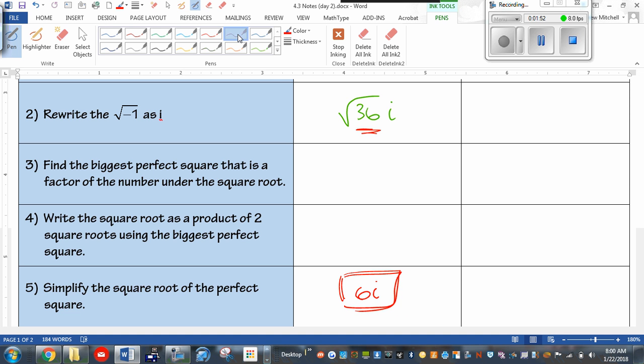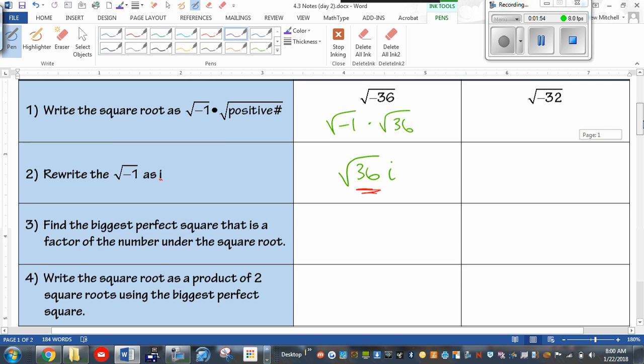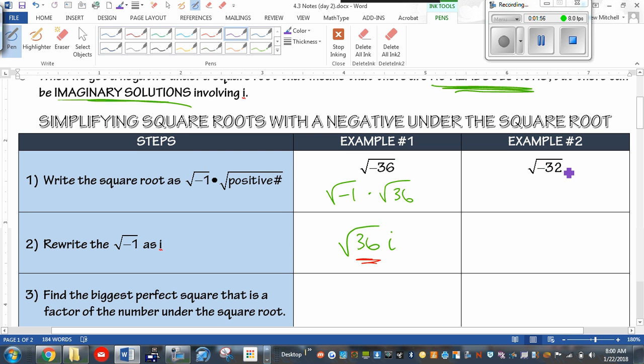Now let's look at our other example here: the square root of negative 32. Remember, first step, pull out that square root of negative 1 times the square root of 32. The square root of negative 1 is just going to become i. So we have the square root of 32 times i.